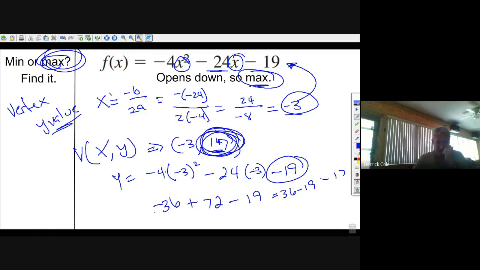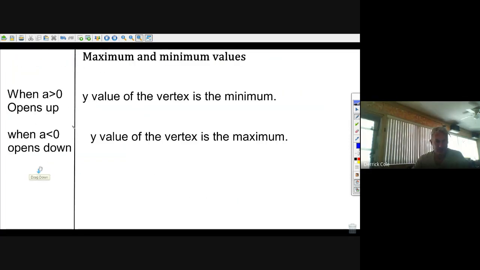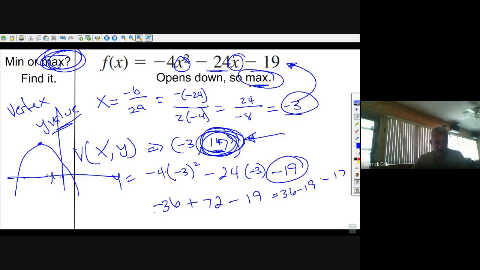You're going to be asked, is it a minimum or maximum? That's a click down thing, so you can click and check it. You got to be able to find this guy. All right, so what is the maximum? Here it is 17. That means if I graph this thing, it would hit that -3, 17.